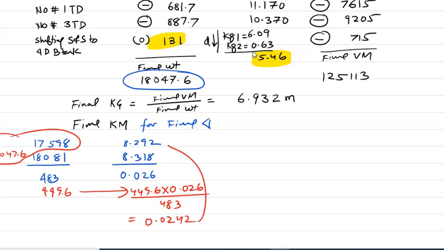0.042. This will come here. We have to add. So final KM is how much? Plus 8.292. 8.316.